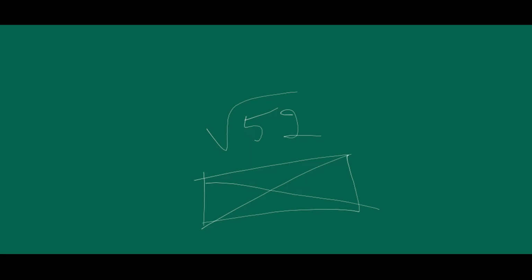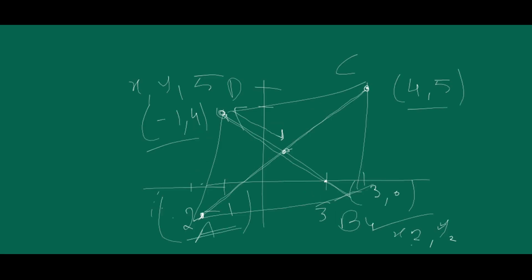Now we have got the distance of these two diagonals: this is 4 root 2, and this is root 52. They intersect at some point. What is that point? That point would be the midpoint of these two points, 4 comma 5 and minus 2 comma 1, right? So we have seen that they bisect each other, and now we'll take the midpoint formula.